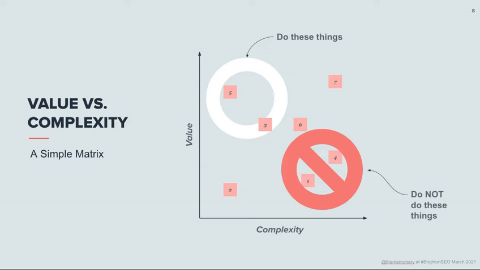The red X in the bottom right quadrant, those are the things that we do not want to do. We definitely don't want to start with them, and we might not ever want to do them. They provide very low value and are really, really hard and complex.